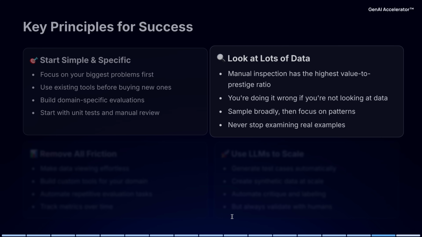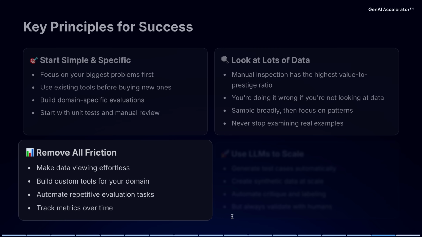Look at lots of data. Manual inspection has the highest value to prestige ratio, really. You're doing it wrong if you're not looking at data. Sample broadly, then focus on patterns. Never stop examining real examples. Remove all frictions. Make viewing data effortless. Build custom tools for your domain. Automate repetitive evaluation tasks. And track metrics over time.